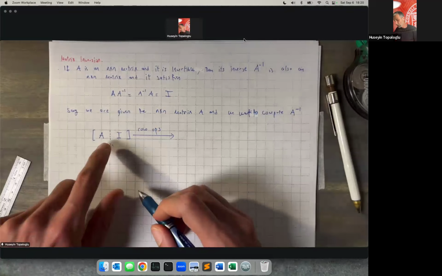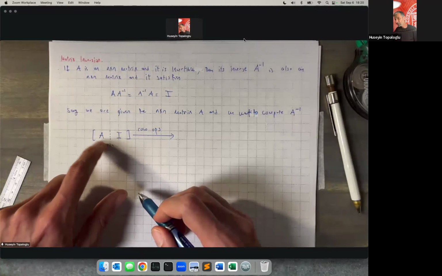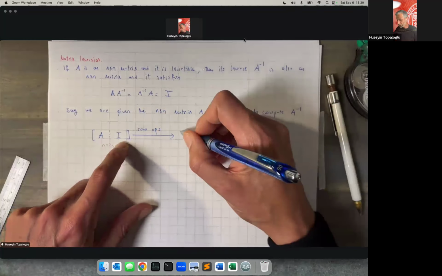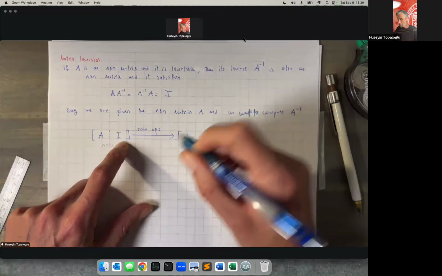I apply some row operations to turn the left-hand side into the identity matrix. When I do that, the right-hand side is going to turn into some matrix. Let's call that the matrix B.